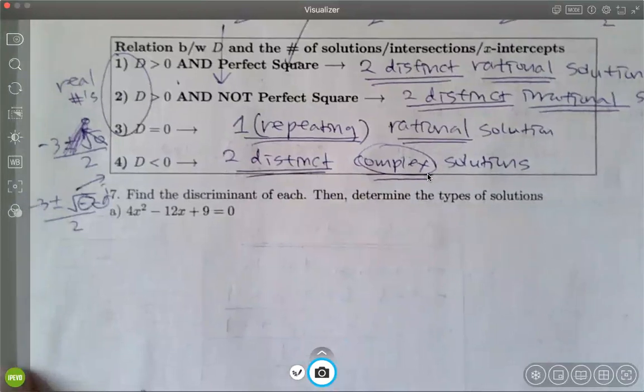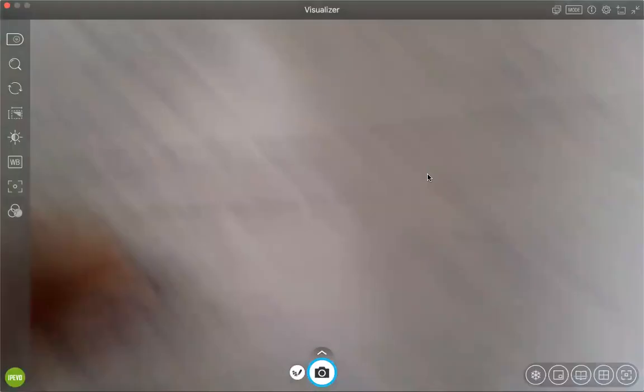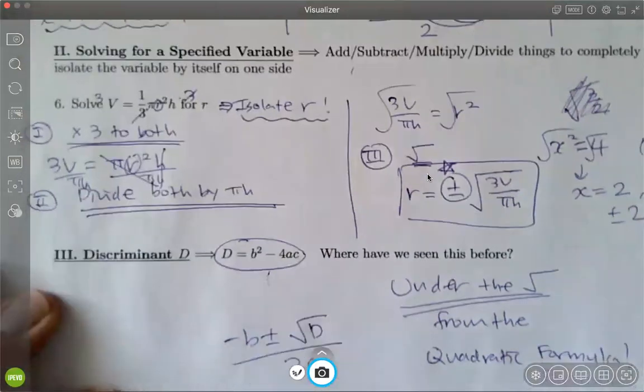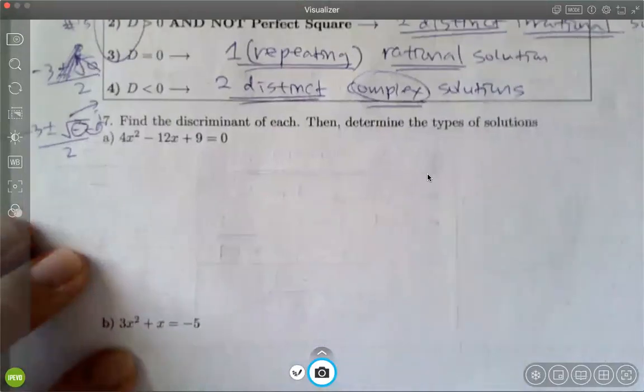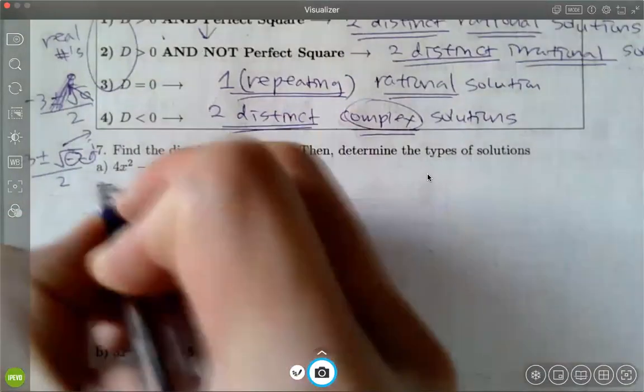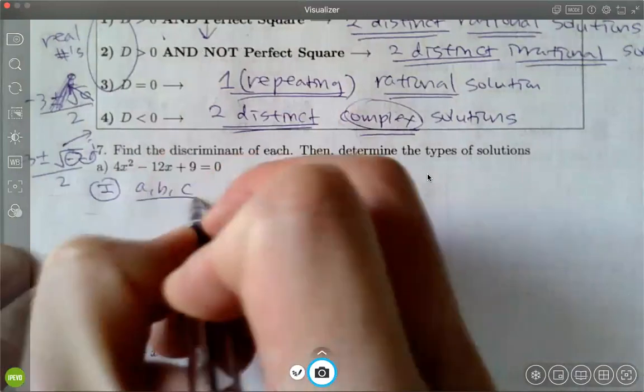So let's look at number 7. Find the discriminant of each, and then determine the types of solutions. Notice that the problem does not ask you to solve each equation, but rather to find the discriminant. Remember, the discriminant is b squared minus 4ac. So what do you have to do to find the discriminant? Identify a, b, and c, same thing as when we were using the quadratic formula.